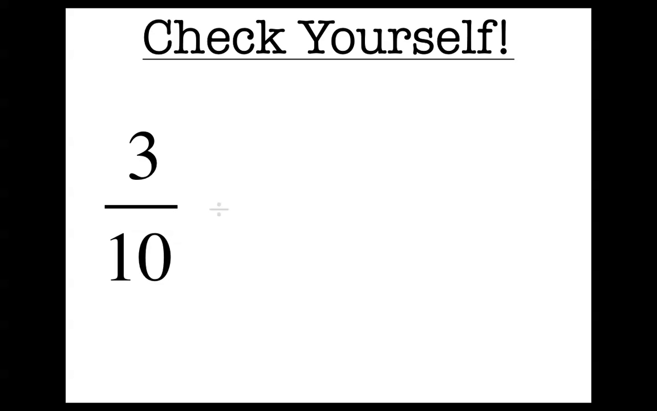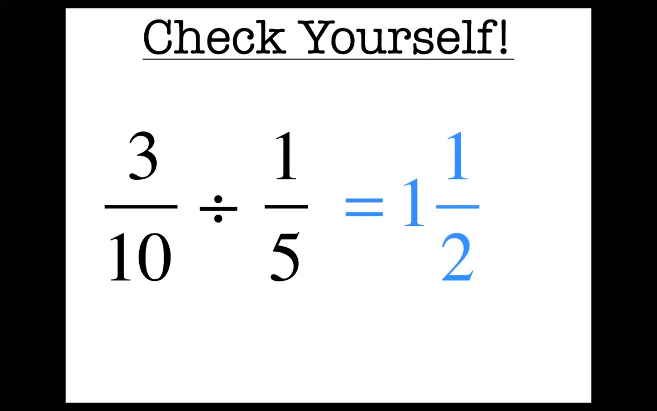Okay, how about this one? 3/10 divided by 1/5. This one might take a second to make sure that you have it all simplified in simplest form, but we're going to use the same process. So 3/10 divided by 1/5 is the same as 3/10 times 5/1. And when you do this correctly, you should get 15/10, but that reduces to 1 1/2.